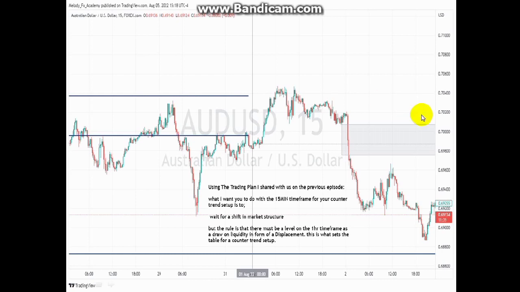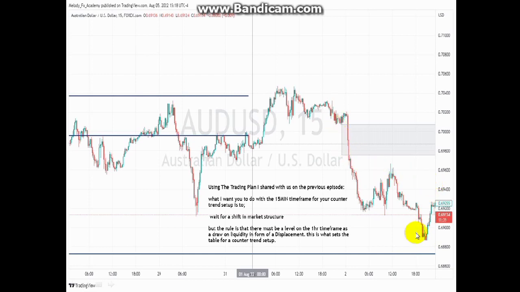So why is that? Because judging from what we see on the 1 hour time frame, this will be our consolidation, and this will be our expansion. After the expansion, the retracement is going to trade back up as a draw on liquidity to the 1 hour displacement. This right here, the retracement, is the counter trade setup.